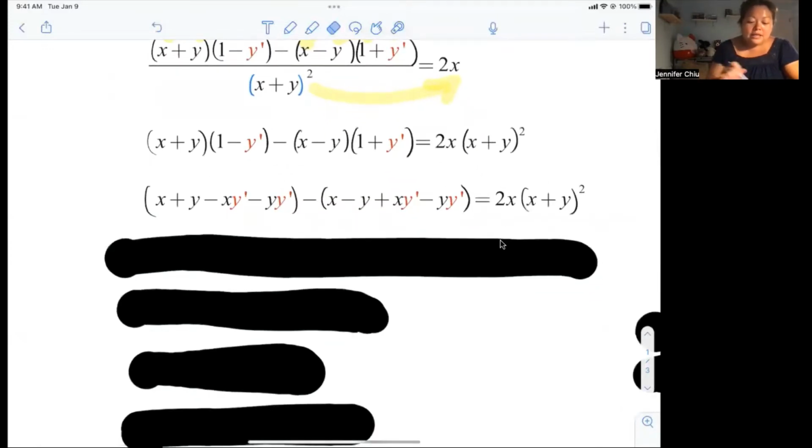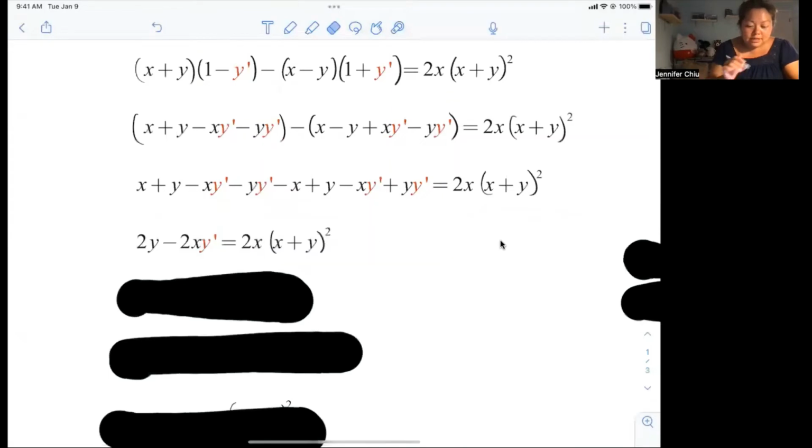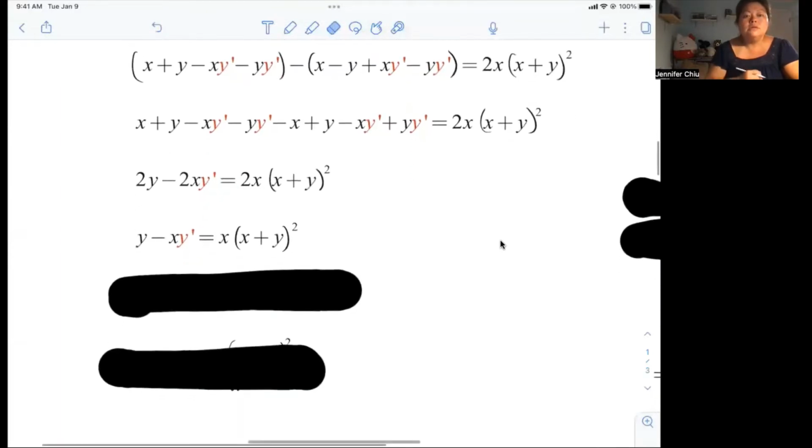And then I distribute the subtraction and clean up, right? And it actually cleans up really nicely. So I'm left with now just 2y minus 2xy prime, right? So if I divide by 2 on both sides, I would get nice single terms of x minus y minus xy prime equals x times x plus y squared. Most of the time, these won't have things that you can cancel out really nicely, so I wouldn't really bother looking for them.